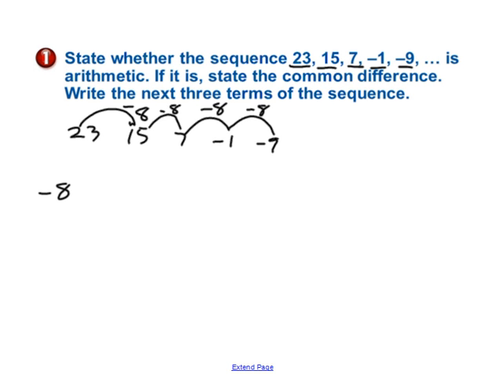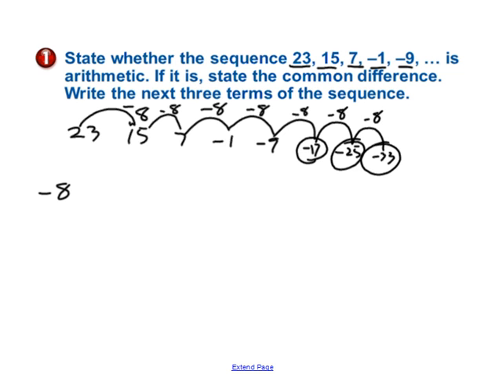All right, the next three terms. If it's -9 and I go down by 8, -9 minus 8 would be -17. -17 minus 8 would be -25, and -25 minus 8 would be -33. So the next three terms are -17, -25, and -33.